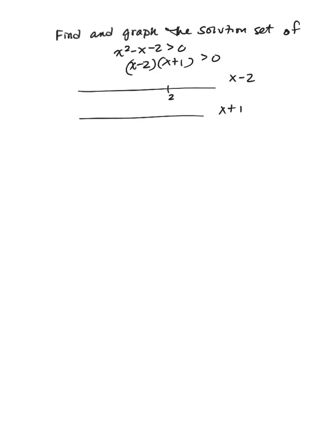So I go to 2, open circle, okay? When I go to the right of 2, so if I substitute a number larger than 2, I get positives, left, negatives. At 2, we get 0. So now I'm going to go to negative 1. If I go to the left of negative 1, I get negatives. At negative 1, I get 0. To the right, I get positives.